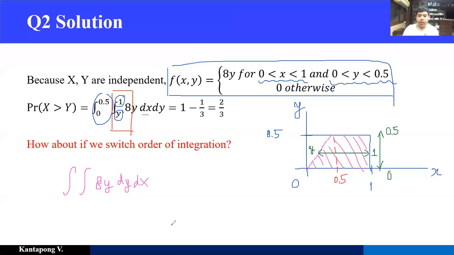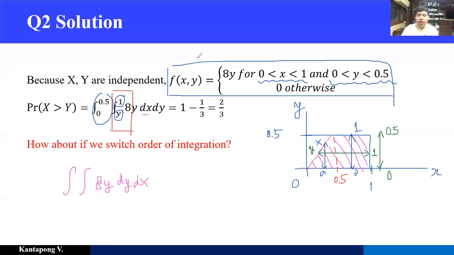So first, we have to find the range of y first. However, there are some problems here. The problems are that when x is between 0 and 0.5, y extends between 0 and x, up until x equals 0.5. But after that, it is going to be 0 and 1. And x is simple because it is the outer integration.